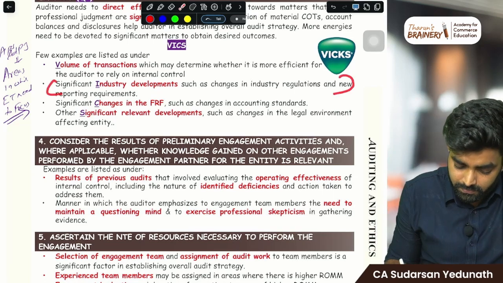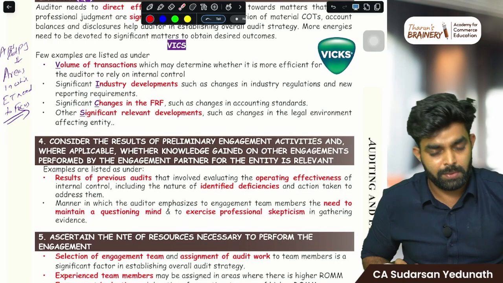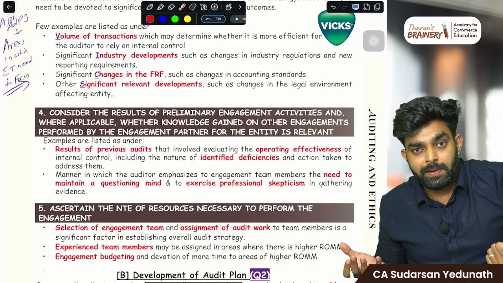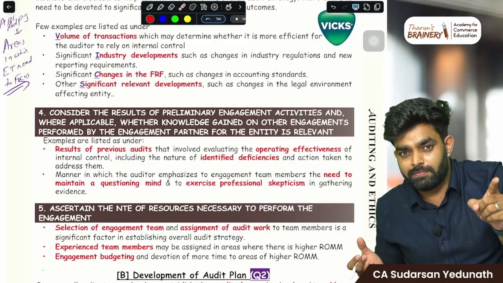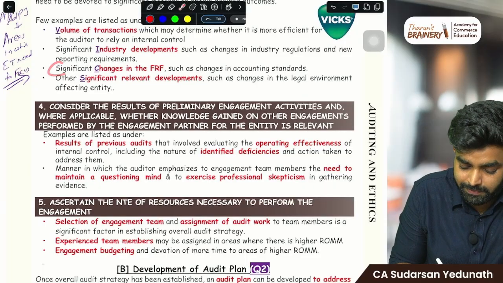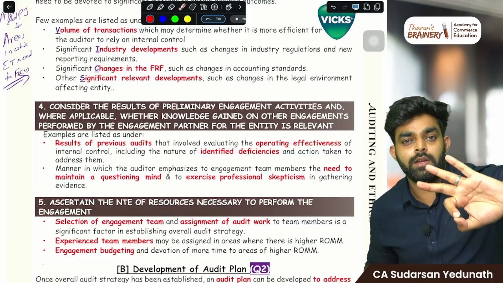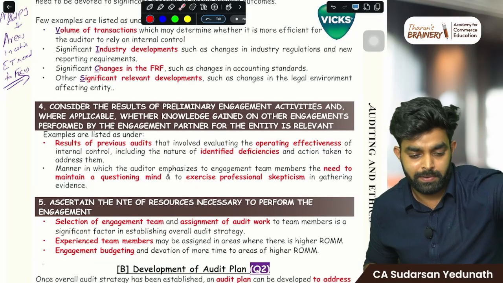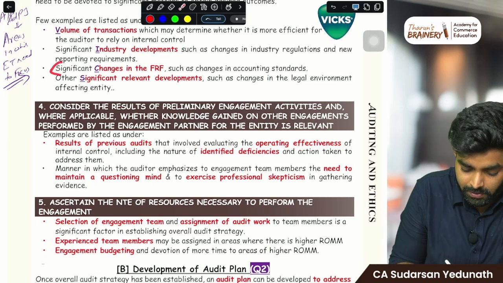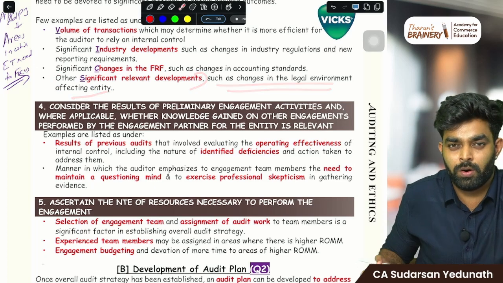Then significant industry developments, such as changes in industry regulations and new reporting requirements. If a lot of industry developments are happening, that is a highly risky area, so focus there. It's a significant area. Then any significant change in the financial reporting framework, such as accounting standards. Imagine a new accounting standard came which is applicable to the company. That is a risky area for them. Then other significant relevant developments, such as a change in the legal environment affecting the entity.